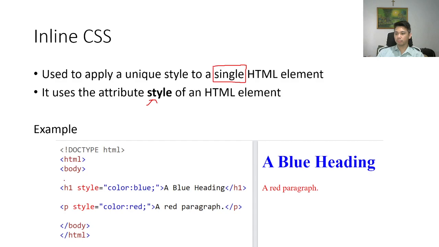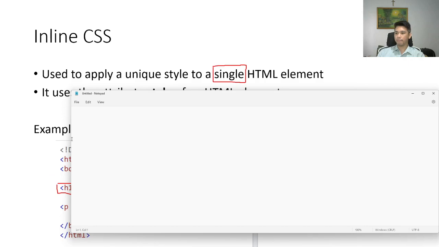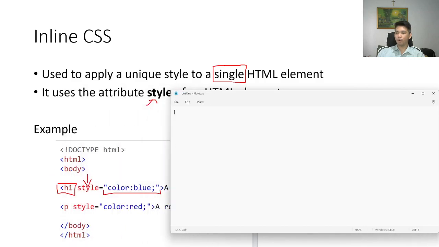We have here H1. Then it uses the attribute style and the value is like this. CSS always uses a certain convention. So you have the color and then colon blue. So the convention is something like this. We call on the property first and then colon, the value of that property.